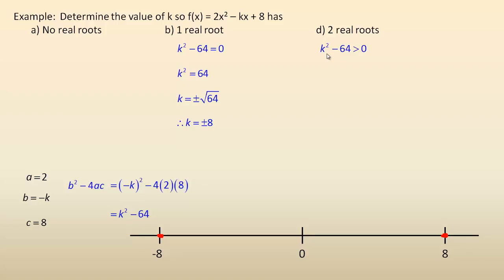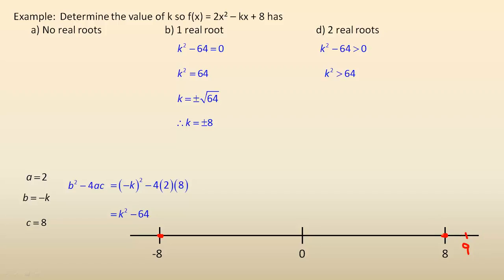So I want to set the discriminant expression greater than 0. The only difference here is it's greater than instead of equal. So when I isolate k squared, it's greater than 64. What numbers do you square and get a number greater than 64? If we look at the number line here, this is what the number line is for. If I had a number out here like 9, for example, 9 squared is greater than 64, 9 squared is 81. So that's an example of a number that would be in the solution set.